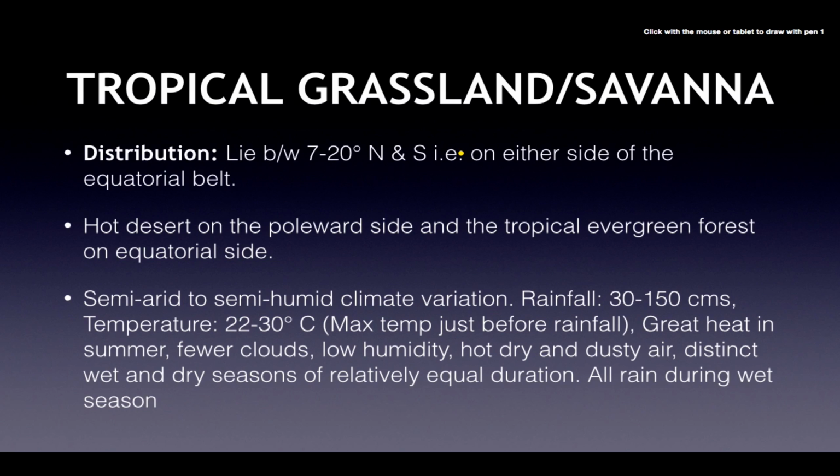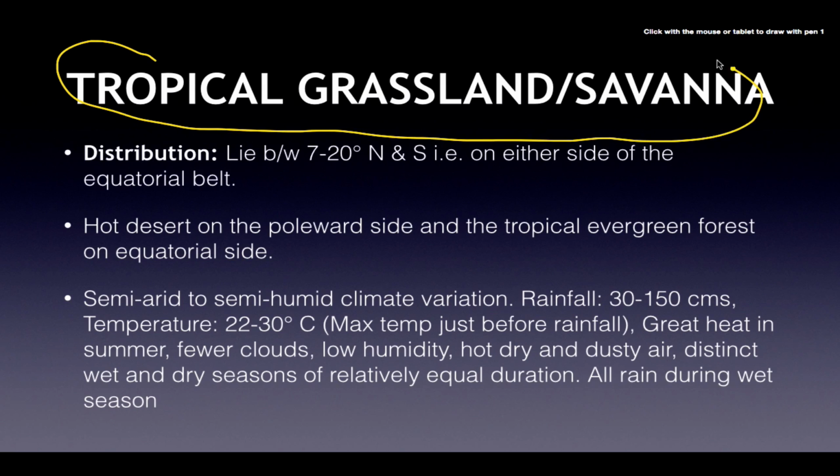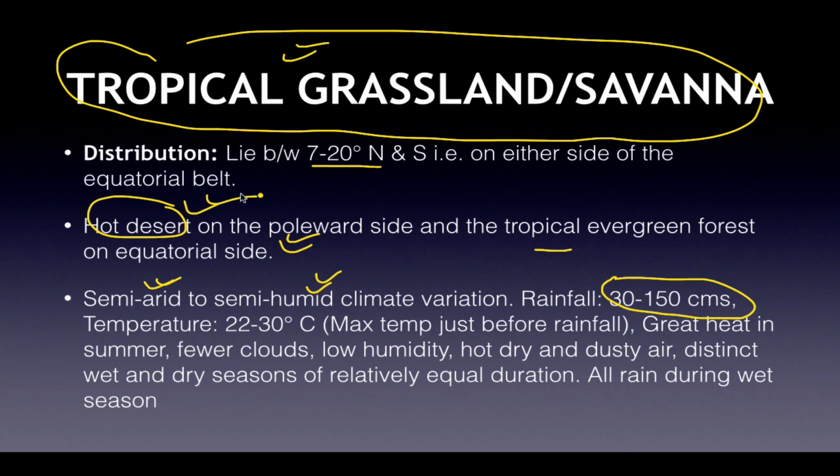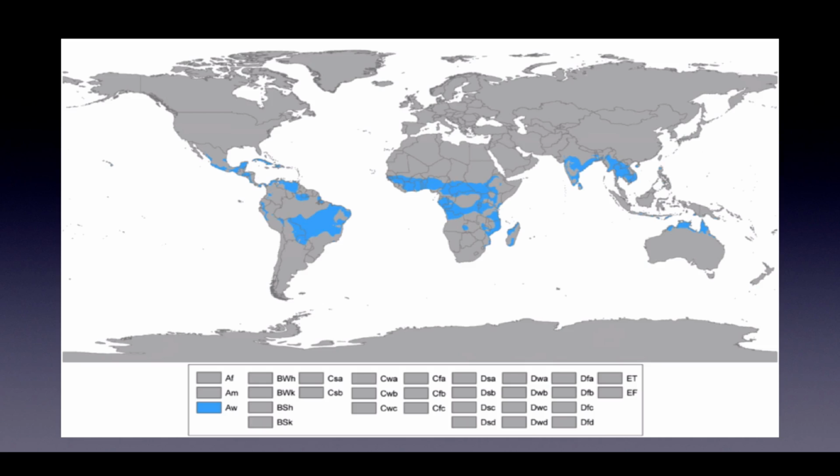So let's move on. Then we have the tropical grassland or savanna type. The distribution is between the hot desert on one side and the tropical rainforest on the other side, and it is found in both the north and south regions. The climate is semi-arid to semi-humid, and the rainfall is less. It has to be more than 25, otherwise it becomes desert. Temperature is 22 to 30 degrees Celsius, characterized by hot summers with hot, dry, dusty air, and all the rainfall is during the wet season, like the Mediterranean.